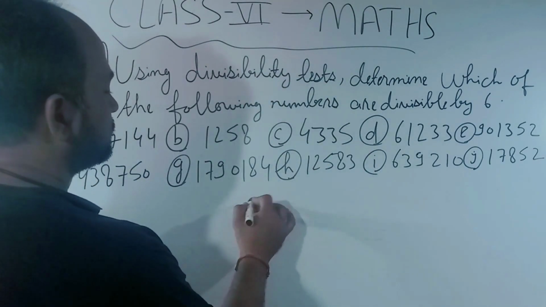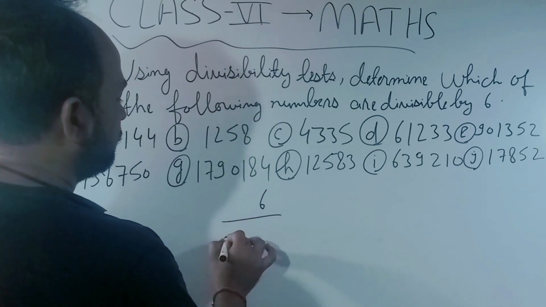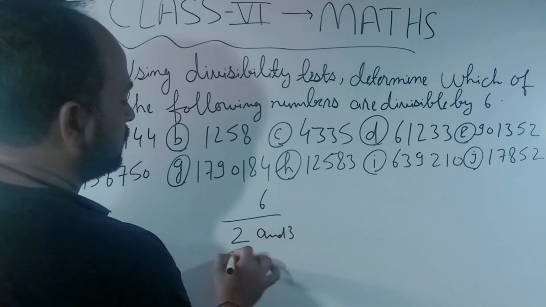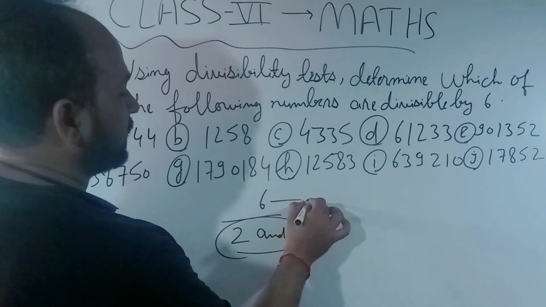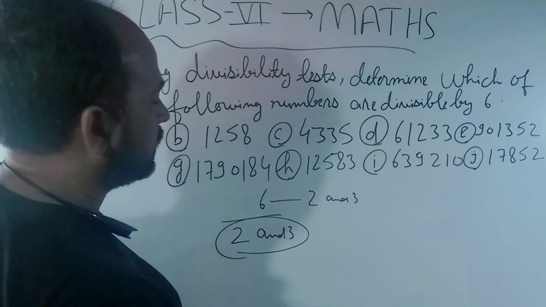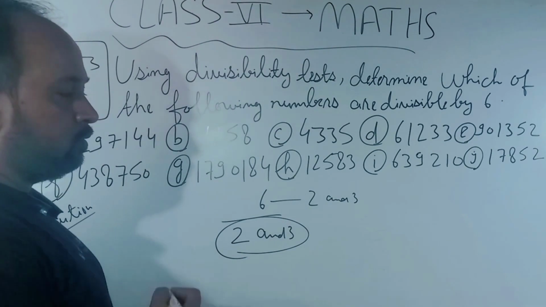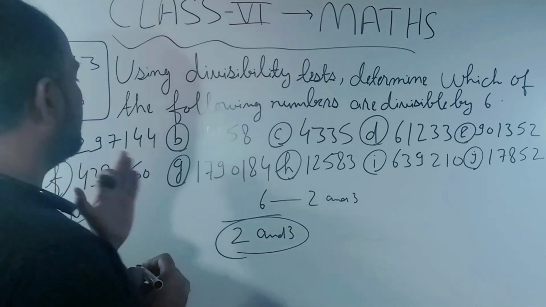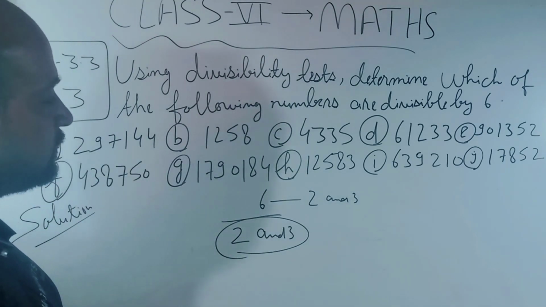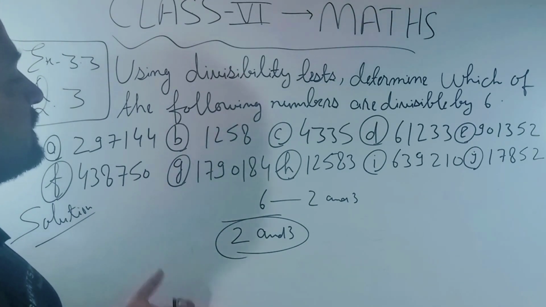Now next, see this. If any number is divisible by 6, that number will also be divisible by 2 and 3. Clear? Because 6 is a multiple of 2 and 3. So we will check the divisibility of 2 and 3. If any number is divisible by 2 and 3, we can say that number will also be divisible by 6.